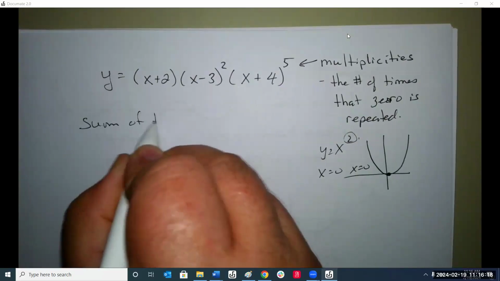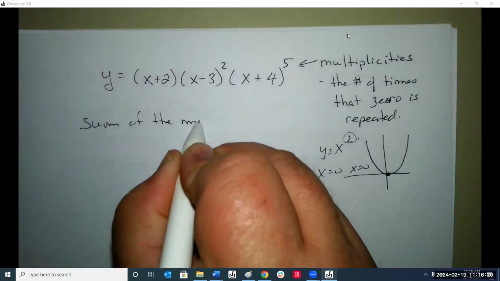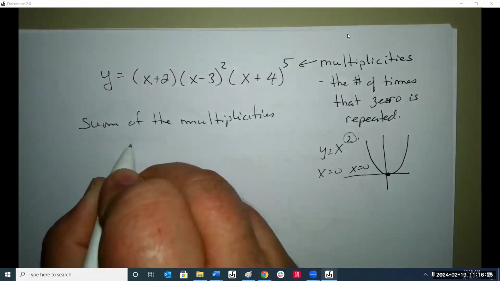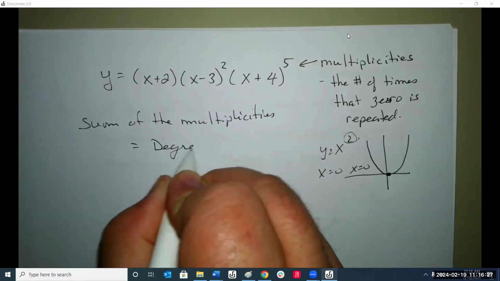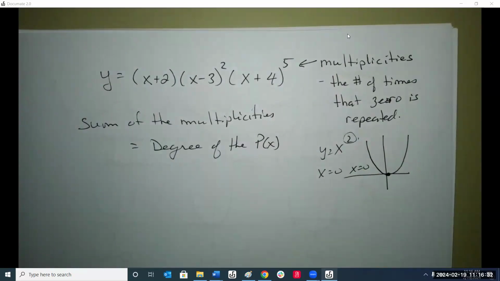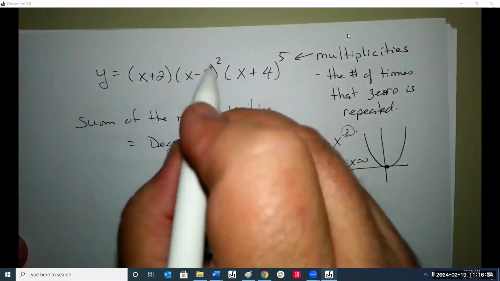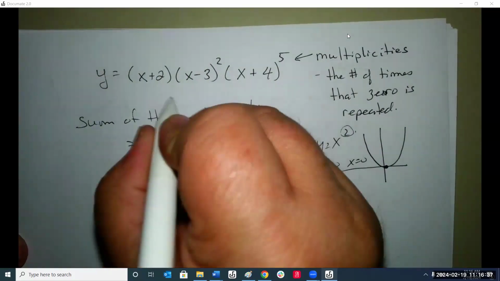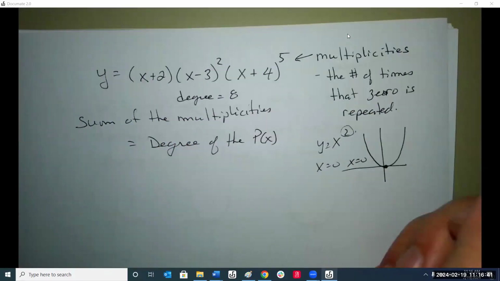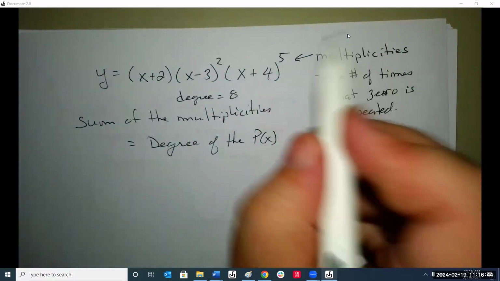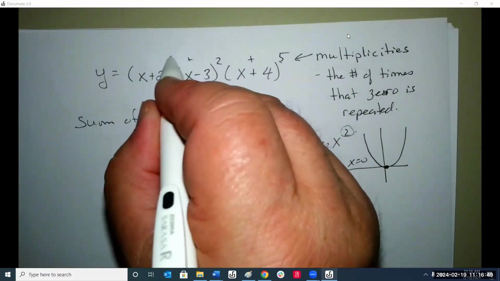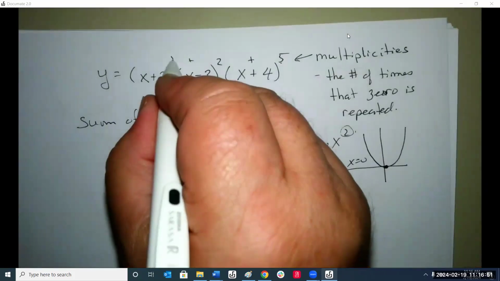The sum of the multiplicities equals the degree of the polynomial. So in this example, the degree is 8. 5 plus 2 plus 1. There's an invisible 1 there.